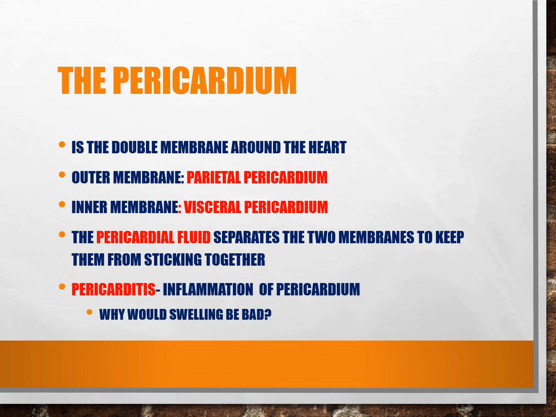Now, you can have what's called pericarditis. Remember, anytime you see itis, that means it is an inflammation. Pericarditis is an inflammation of the pericardium. It can be caused by a viral infection. It can be caused by a bacterial infection. It can be caused by extreme violent motion that damages the pericardium. But inflammation is part of our immune system. And with inflammation, our bodies create high amounts of histamine. And histamine will cause tissues to swell.